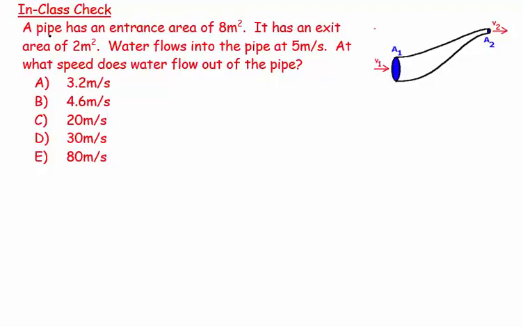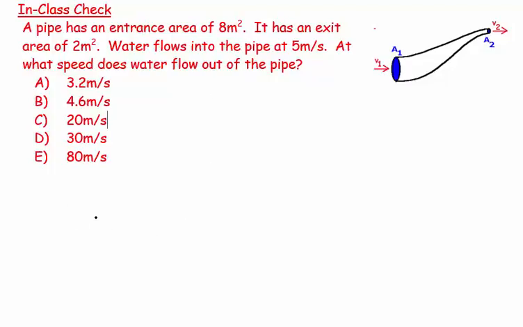Welcome. This question says a pipe has an entrance area of 8 square meters. It has an exit area of 2 square meters. Water flows into the pipe at 5 meters per second. At what speed does water flow out of the pipe?